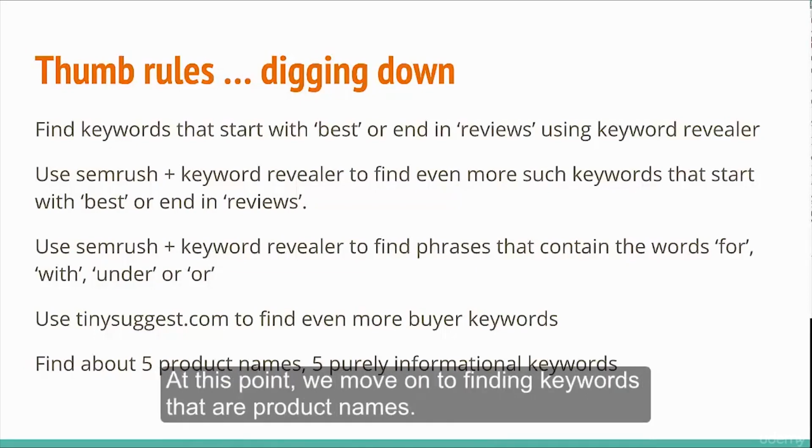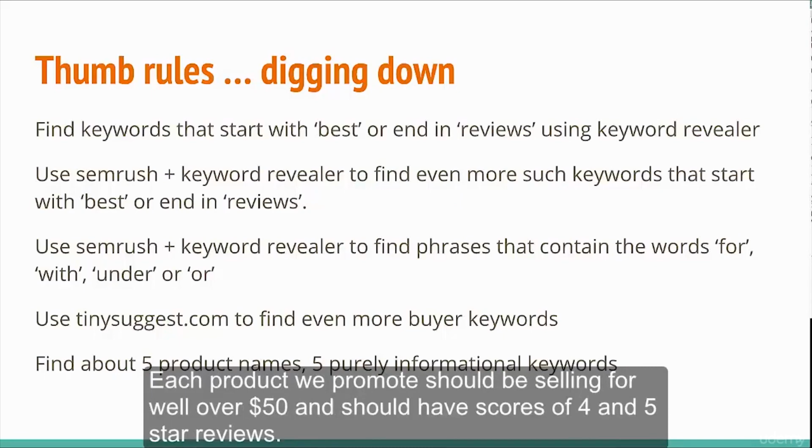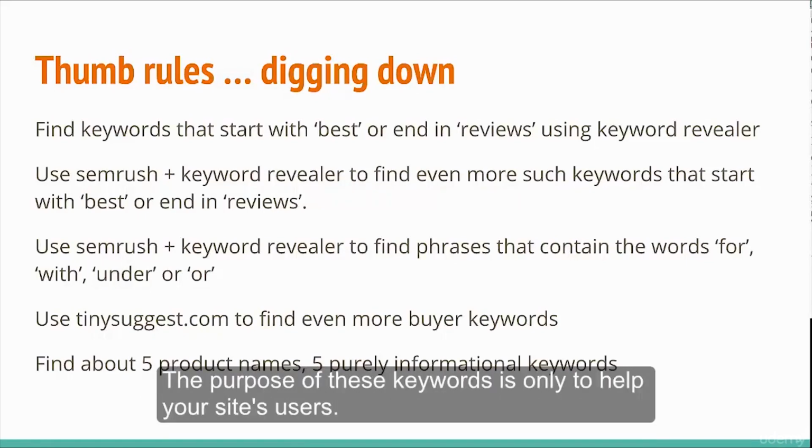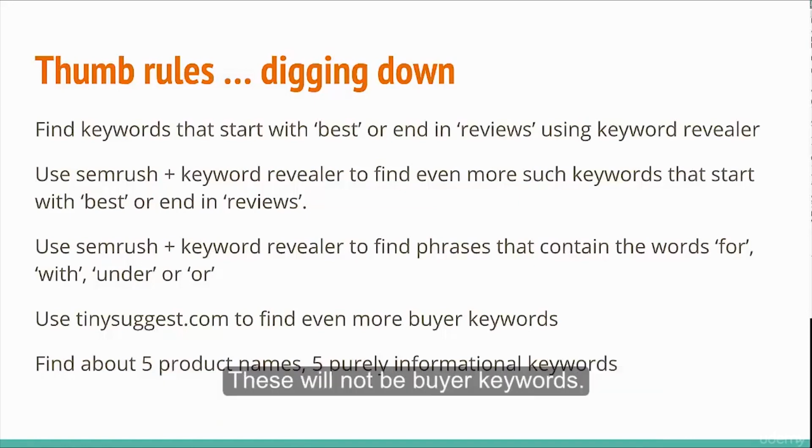At this point, we move on to finding keywords that are product names. Each product we promote should be selling for well over $50 and should have scores of 4 and 5 star reviews. Then, we will see how to find purely informational keywords using SEMrush and Yahoo Answers. The purpose of these keywords is only to help your site's users. These will not be buyer keywords.